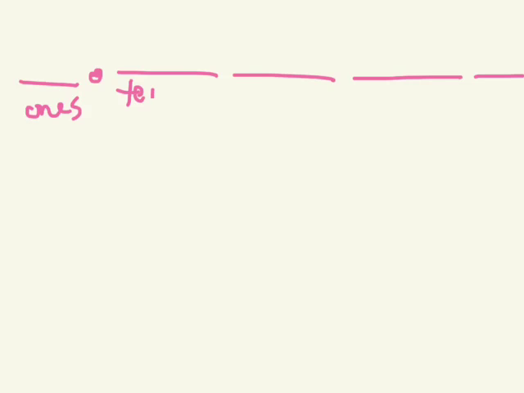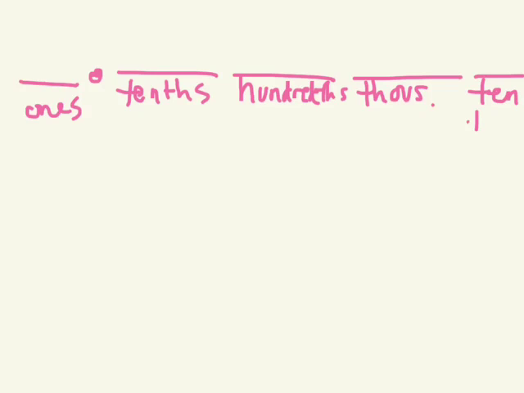After our decimal, we have decimal places, so this is the ones. And we have our decimal, and we have tenths, hundredths, thousandths, and it goes on: ten thousandths, hundred thousandths. I'm just going to abbreviate.